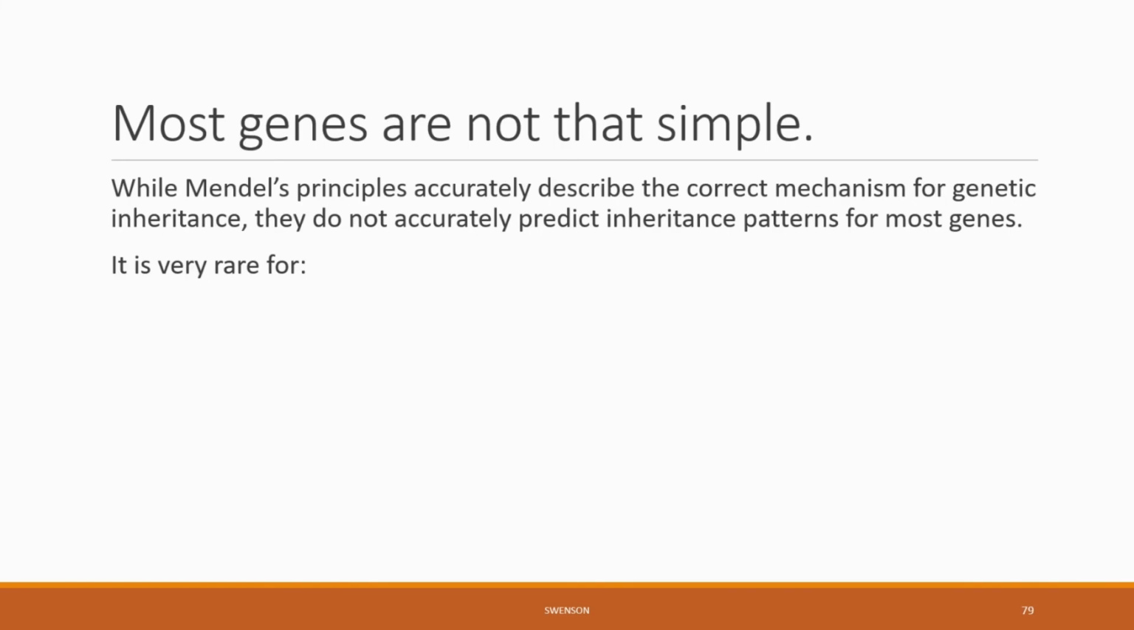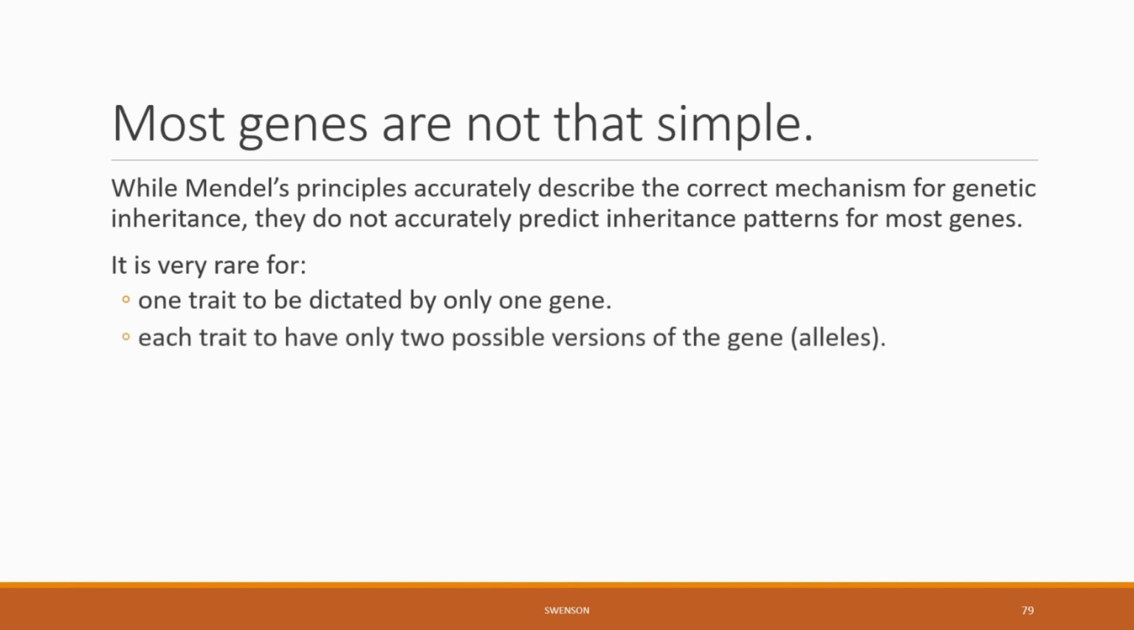Mendel was fortunate to be able to analyze the alleles he did. While Mendel's principles accurately describe the correct mechanism for genetic inheritance, they do not accurately predict inheritance patterns for most genes. Why is this? It is very rare for one trait to be dictated by only one gene. Usually, nature's a little bit more messy than that.